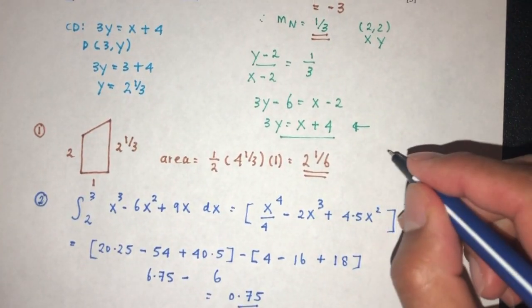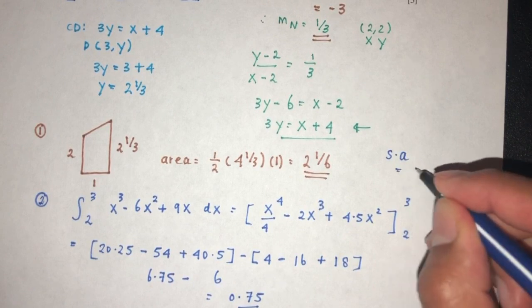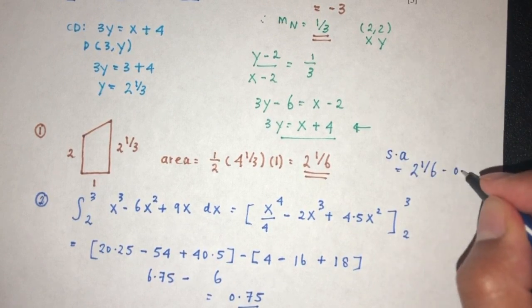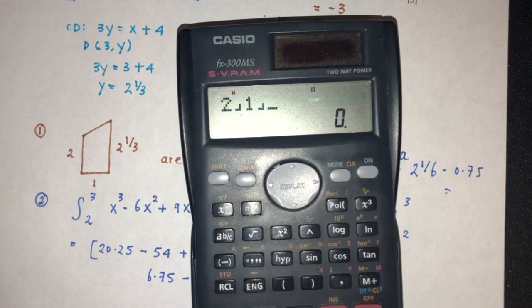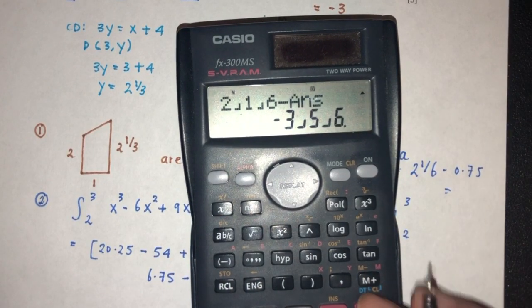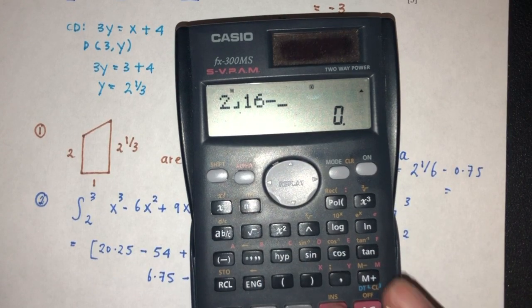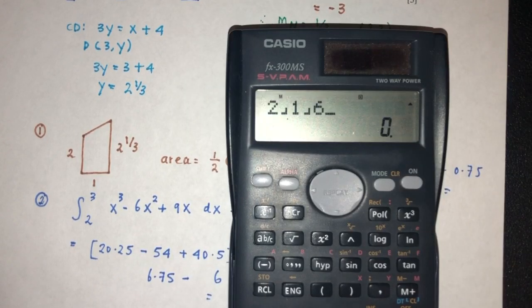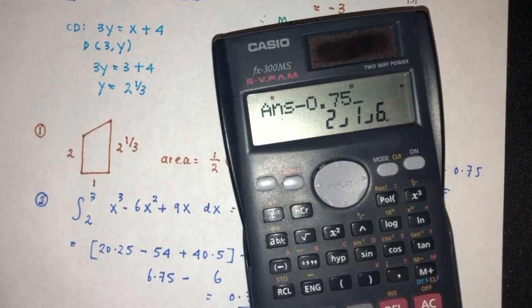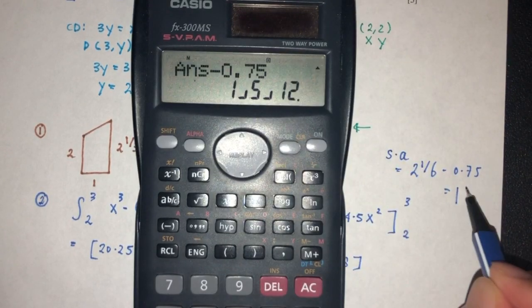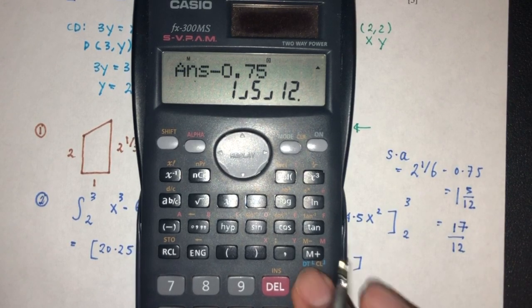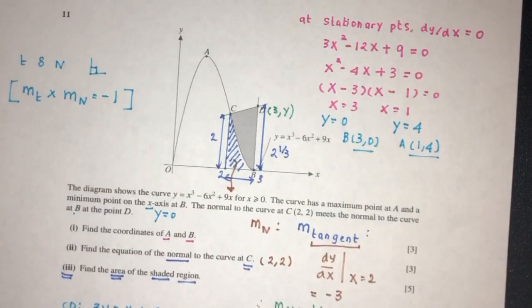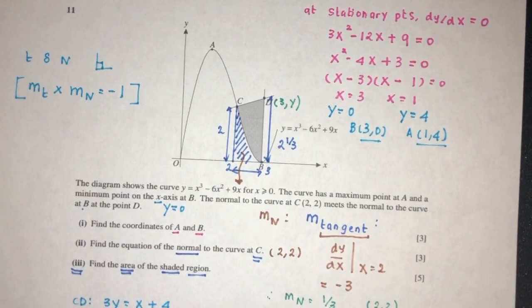So finally the area that we want is 2 1/6 minus 0.75. The answer should be 1 5/12, or 17/12 units squared for the area value. And that will be a question. It's pretty interesting, but as you can see, anything can be done step by step and by observation.